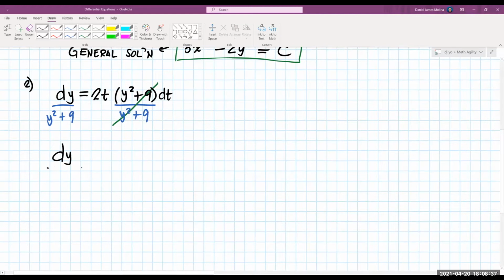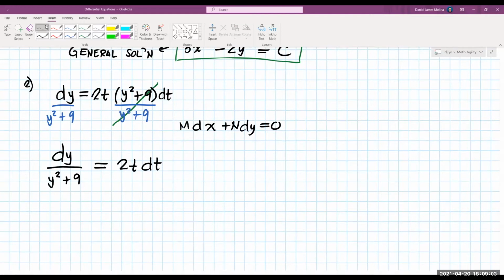So the differential equation will be dy all over y squared plus 9, and that is equal to 2t dt. So we already have separated the variables. We actually don't need to rewrite that one in the original form from a while ago, as long as we can separate the two variables.